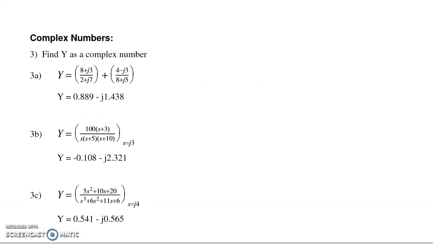Third one, this is where you get to show off your calculator. If you have an HP calculator, this isn't hard. I just do a plus j3 divided by 2 plus j7 plus 4 minus j3 over a plus j5, and you get an answer. Part B is pretty easy on an HP calculator. It's just adding, multiplying, and dividing complex numbers.